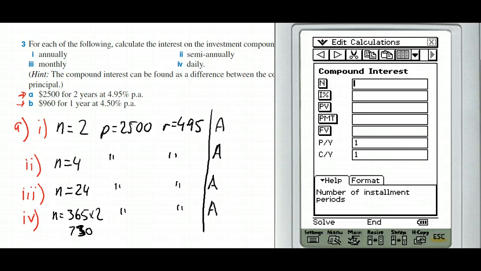Okay, so for the first one, N was 2, I was 4.95, the principal was 2,500, that was 0, and this was 1 and 1. And so when we click on FV, we get 2753.63.